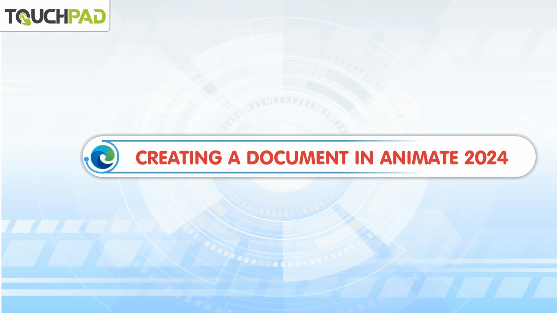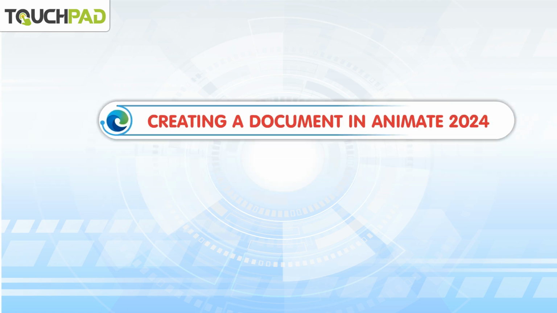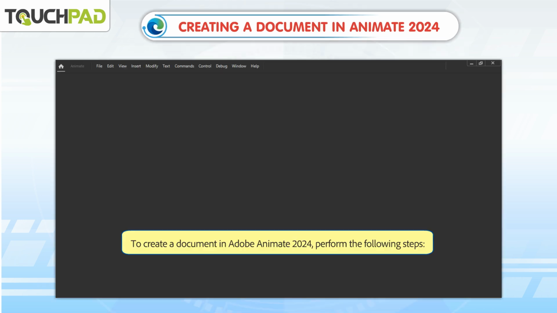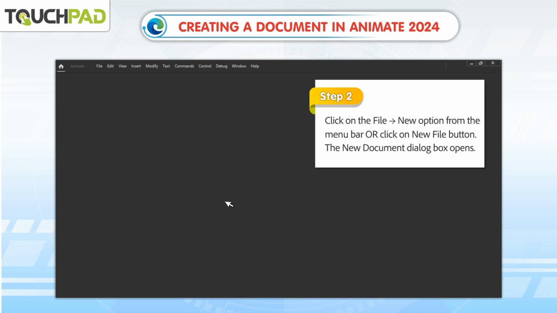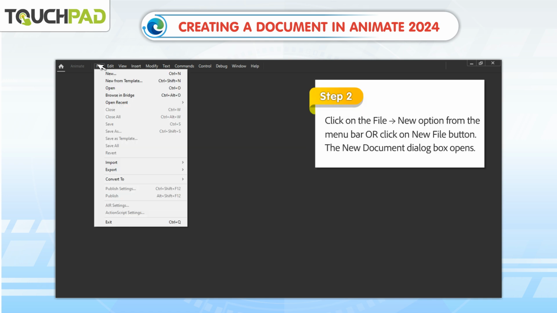Creating a document in Animate 2024. To create a document in Adobe Animate 2024, perform the following steps. Step 1. Open Animate 2024. Step 2. Click on the File, New option from the menu bar or click on the New File button.